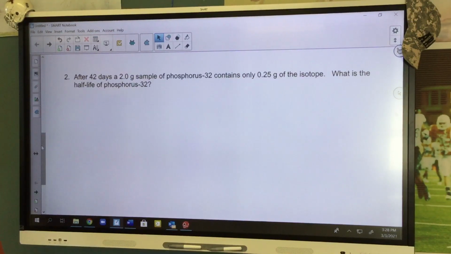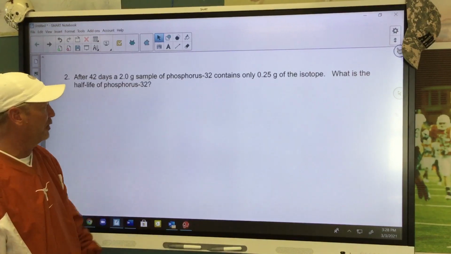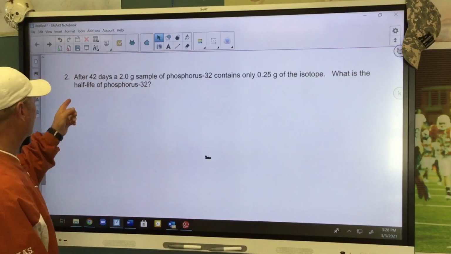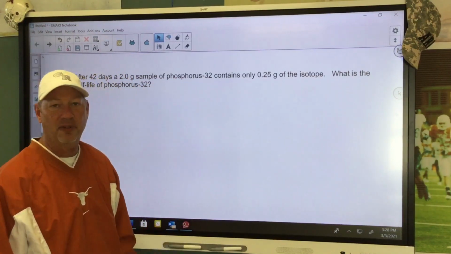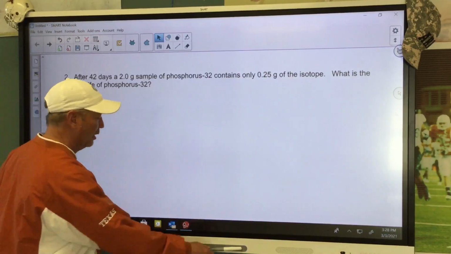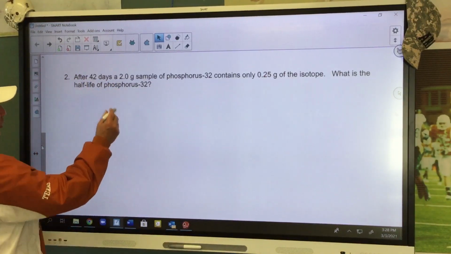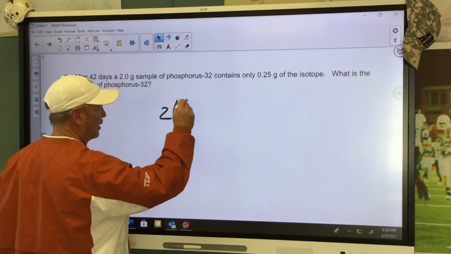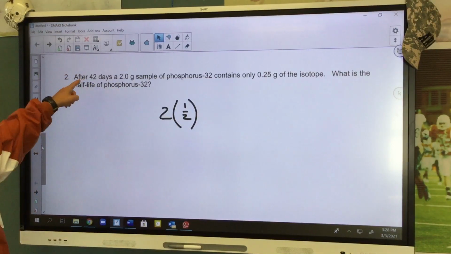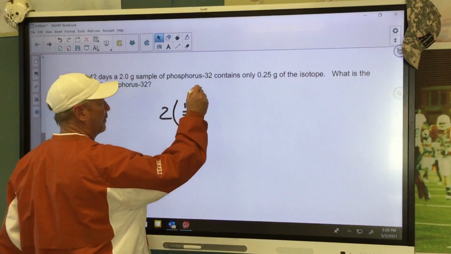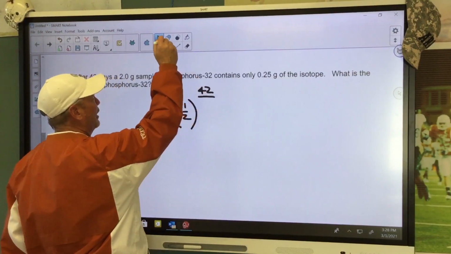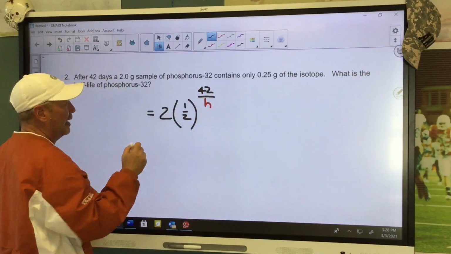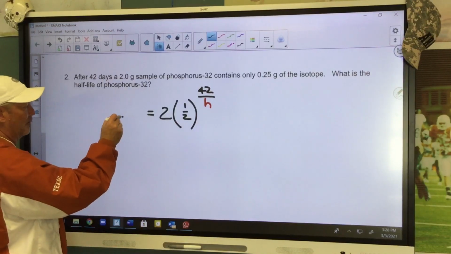It says after 42 days, a 2-gram sample of phosphorus-32 contains only 0.25 grams of the isotope. What is the half-life? So now they're going to ask you to find the half-life. We're going to solve for H. So in my formula it says we have a 2-gram sample, 1/2. It says time. Time is 42 days. I do not know what my half-life is. That's what I'm going to try to solve for. And we're going to have 0.25 at the end when it remains.